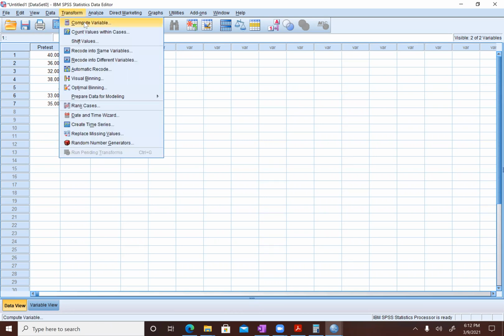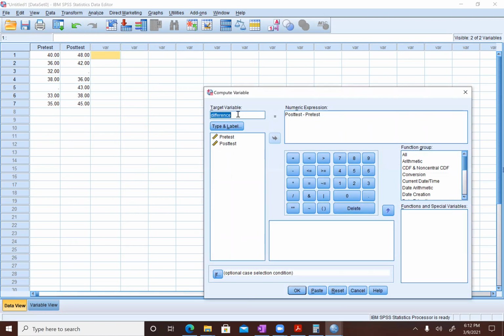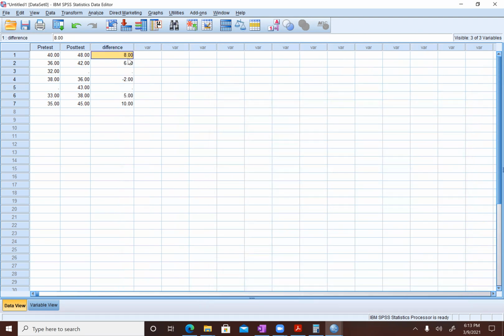So first of all, I have to compute the difference. I construct a new variable, difference, and that should be equal to, I just have to subtract the post-test from the pre-test. And these are the values I get. Now that means effectively I have how many? Four. The sample size is only 4. So the t variable I will be using would be t3.